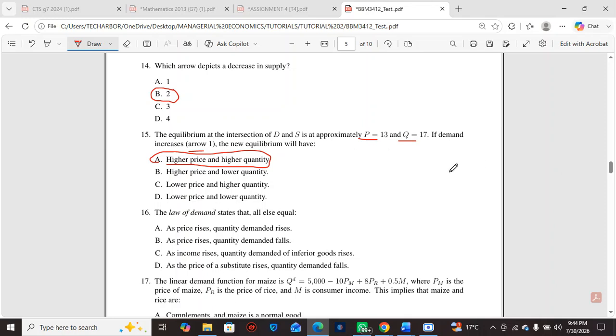Okay, colleagues. Number 16. The law of demand states that all else equal, as price rises, quantity demanded falls. This is the law of demand: an inverse relationship between price and quantity demanded. One goes up and the other goes down.